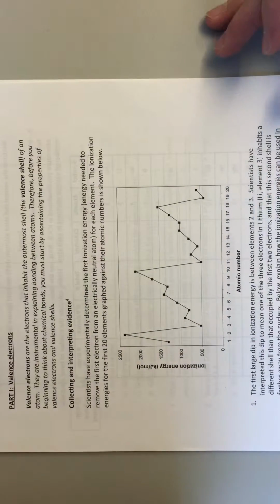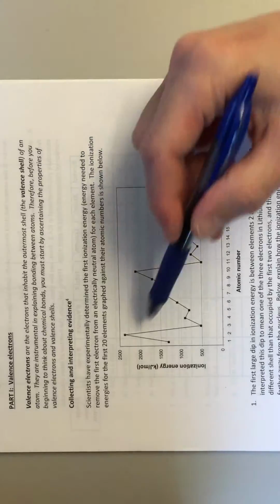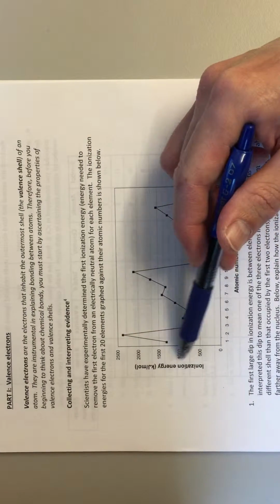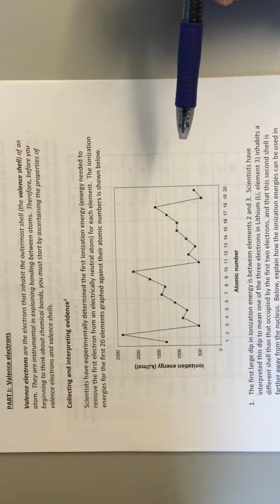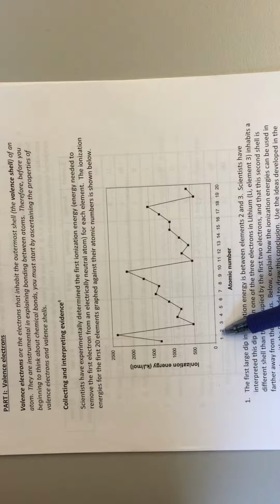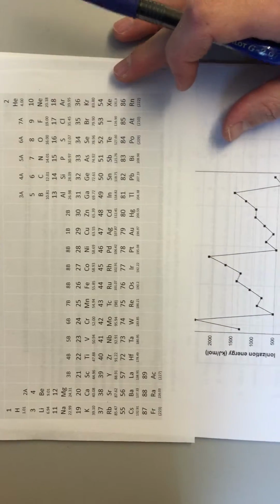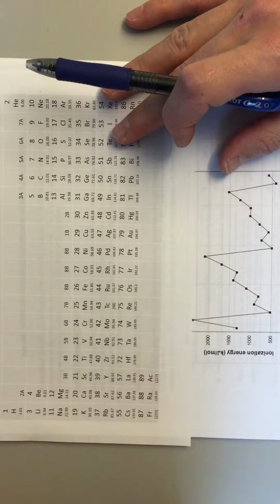This is the first page, and the first thing that we're looking at here is this chart about ionization energy. And we'll talk a little bit more about this as we go through, but the thing that I want to point out here is that this is atomic numbers on the bottom, so atomic number 1, atomic number 2, atomic number 3. And if we look at the periodic table, we can sort of see a trend here.